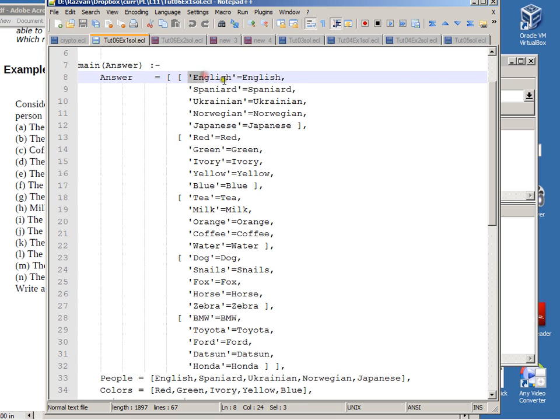We're going to have something like English. This is an atom, so it will remain in this form. And this is a variable which will take a value in the end, between 1 and 5. So you're going to see something like English equals 3, which means that the English person lives in the 3rd house. Ukrainian equals 4 means the Ukrainian lives in the 4th house. Milk equals 3 means that milk is drunk in the 3rd house, and so on and so forth.